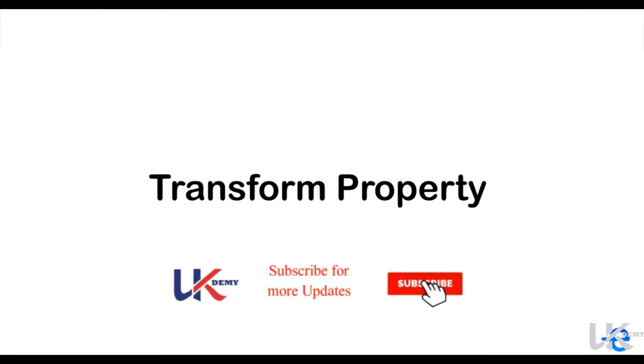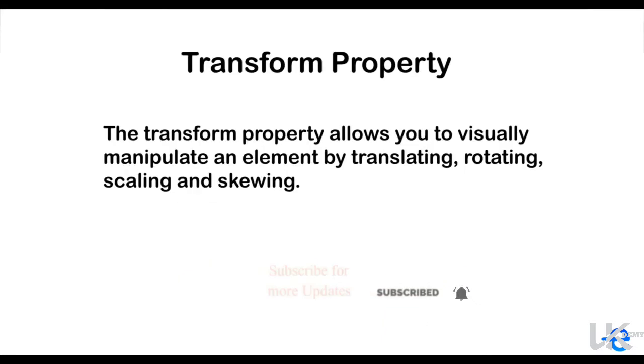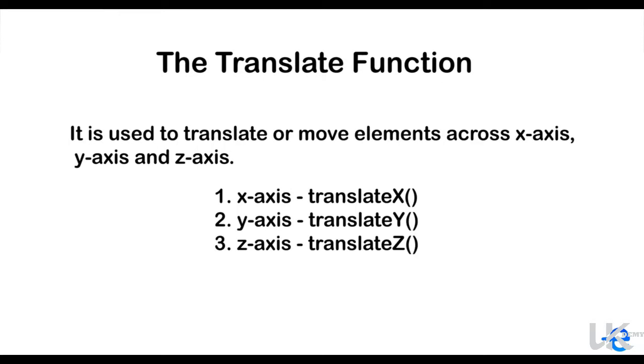In today's video, we will learn about the transform property in CSS. The transform property allows you to visually manipulate an element by translating, rotating, scaling, and skewing. Let's start with the first one, translate. We can translate or move elements across the X, Y, and Z axis.